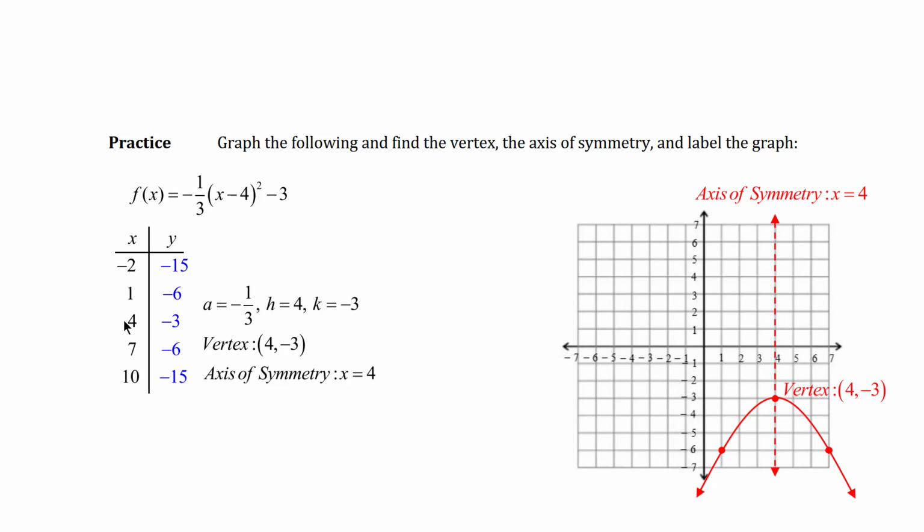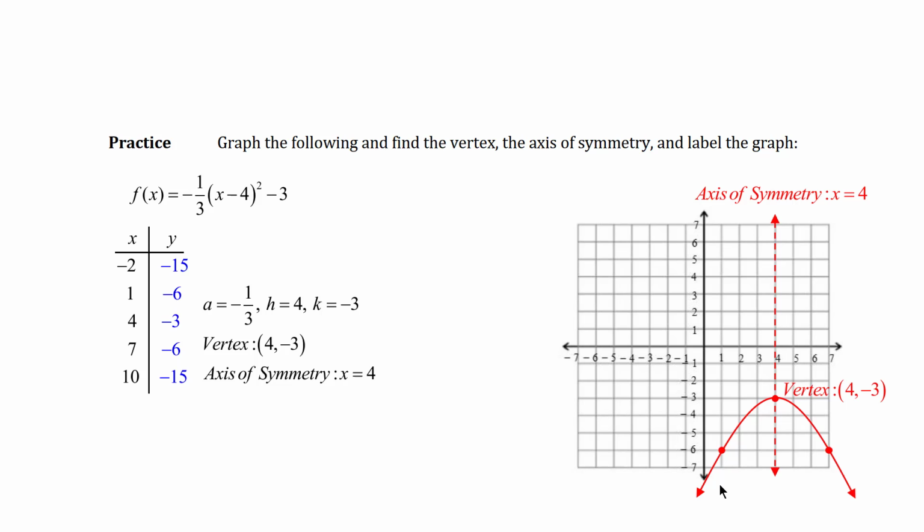For the x values, I chose negative 2, 1, 4, 7, and 10. For the corresponding y values, I got negative 15, negative 6, negative 3, negative 6, and negative 15. Next, we go ahead and plot our points. However, I skipped plotting the points (negative 2, negative 15) and (10, negative 15) because it was way off the graph. So I have (1, negative 6) plotted here, (4, negative 3) here, and (7, negative 6) over here.